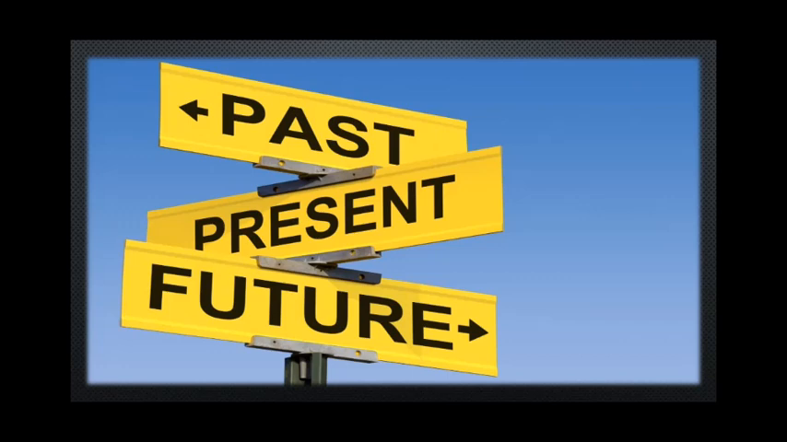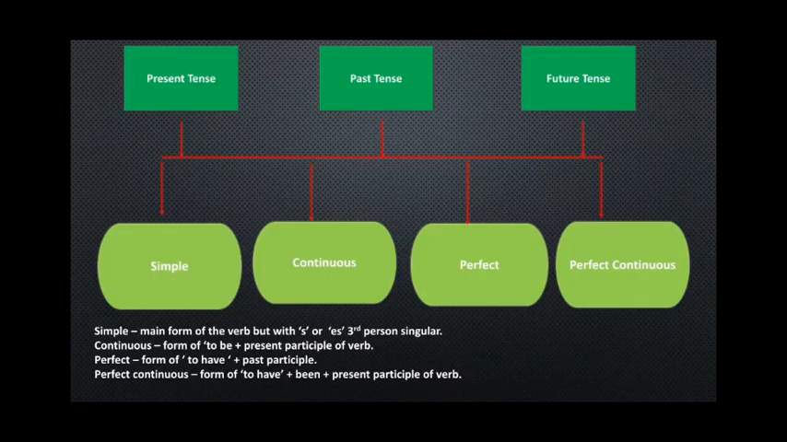Here is the classification of tenses. So all the three tenses have four types. That is simple, continuous, perfect and perfect continuous.